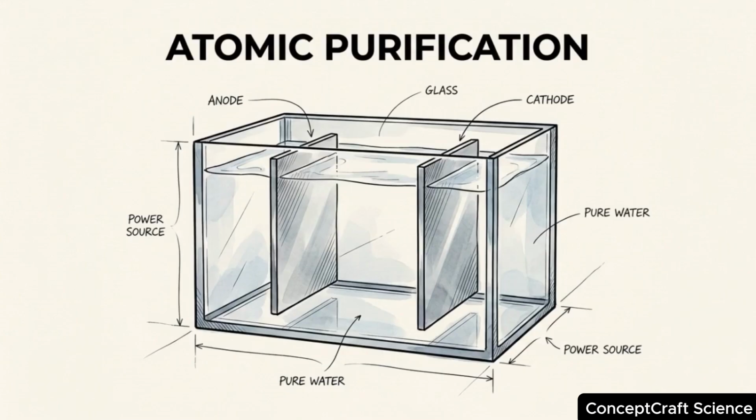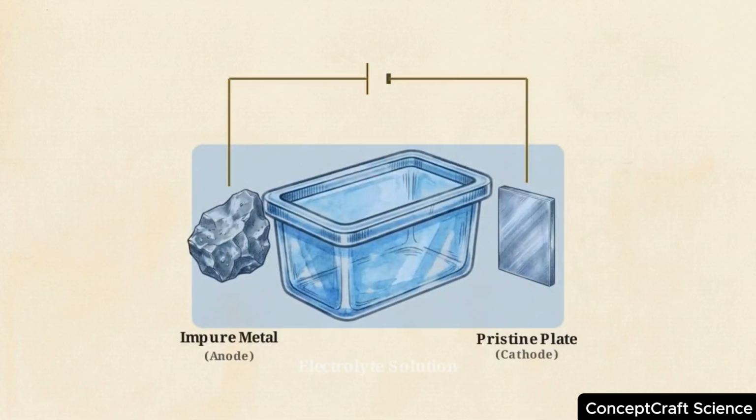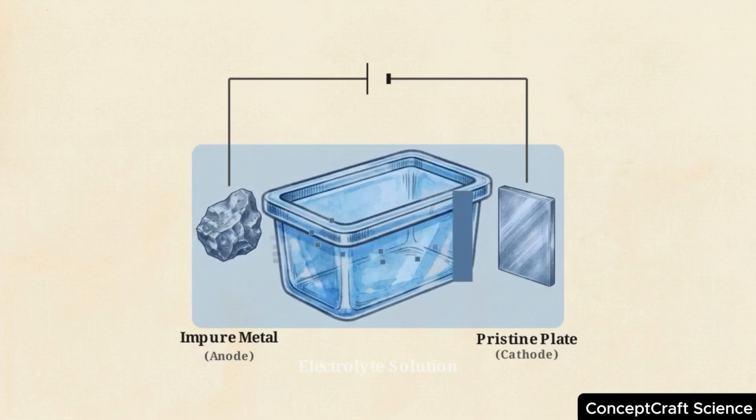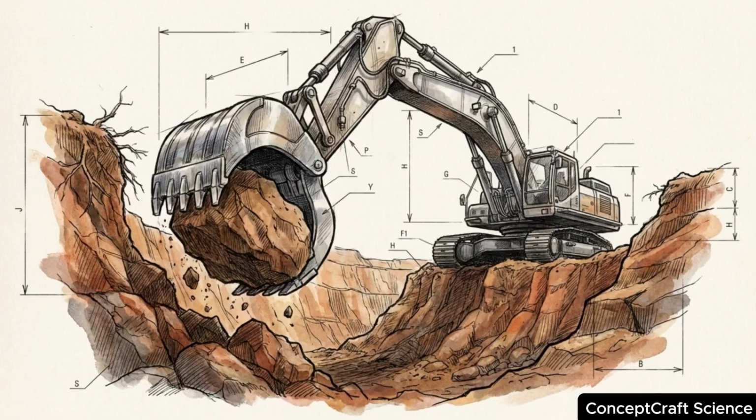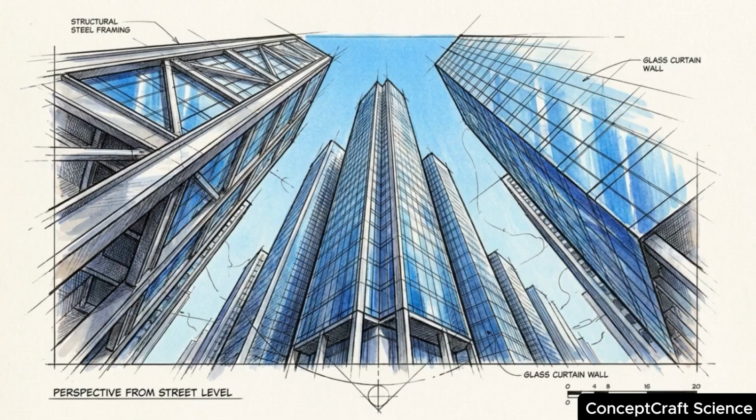Through a process called electrolytic refining, we run an electric current through a chemical bath, causing the impure metal block to dissolve. Its atoms migrate across the liquid and deposit themselves onto a pristine plate, rebuilding the metal atom by atom. While sheer force gets the metal out of the ground, it is this atomic-level precision that provides the reliable foundation required to build the modern world.